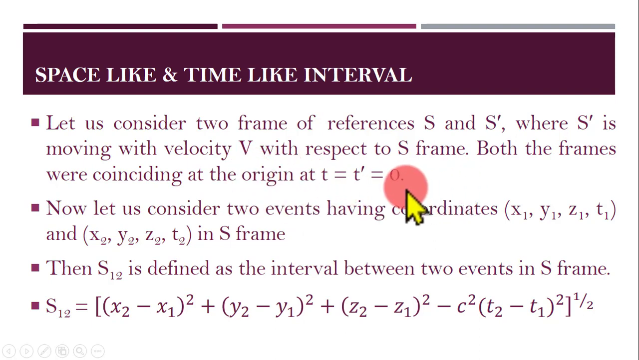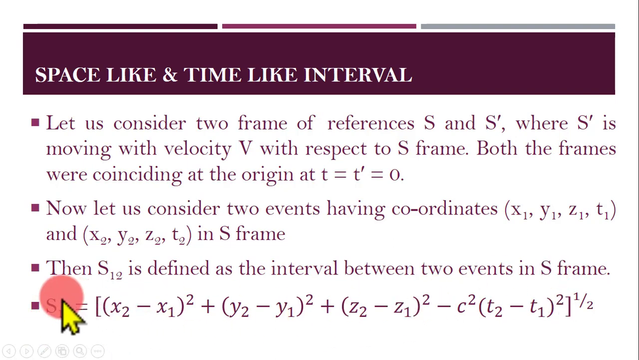So let us now consider two events in the S frame, and the coordinates for these events in the S frame are x1, y1, z1 and t1 for the first event, and x2, y2, z2 and t2 for the second event. So we can define an interval, or you can say a displacement vector, for the two events in the S frame. So what will the displacement vector be equal to?